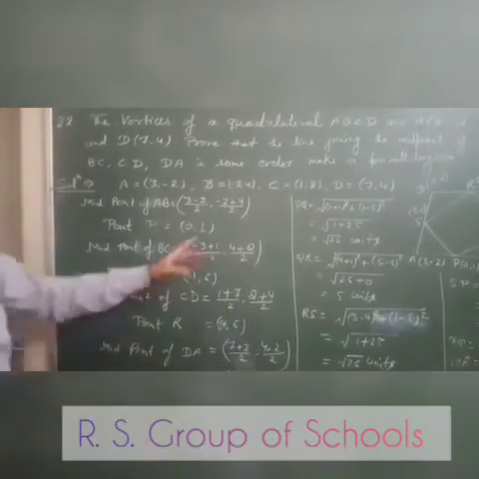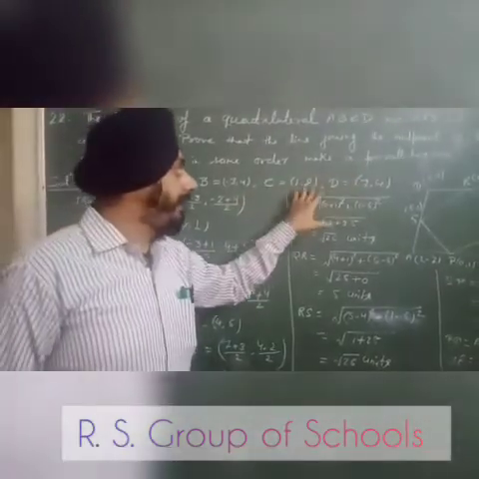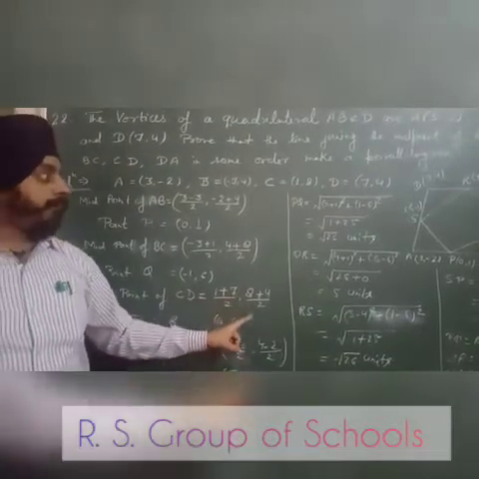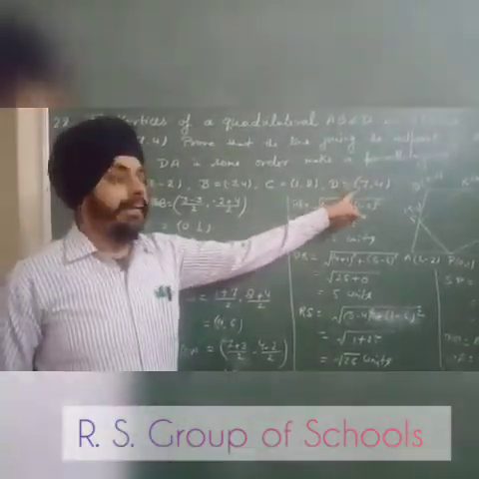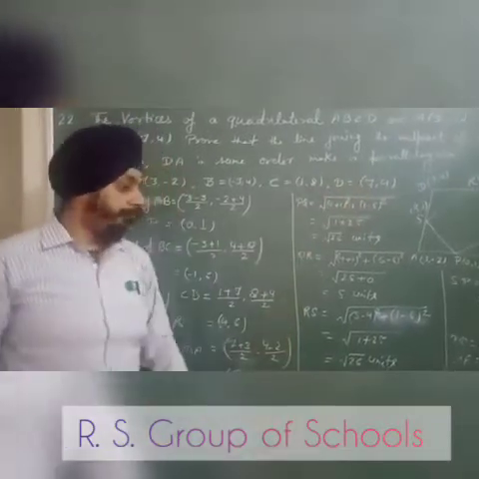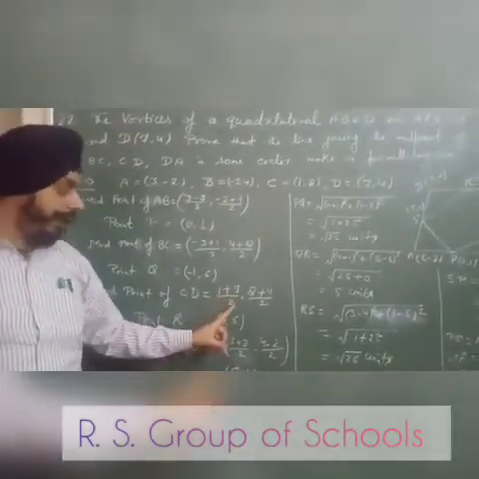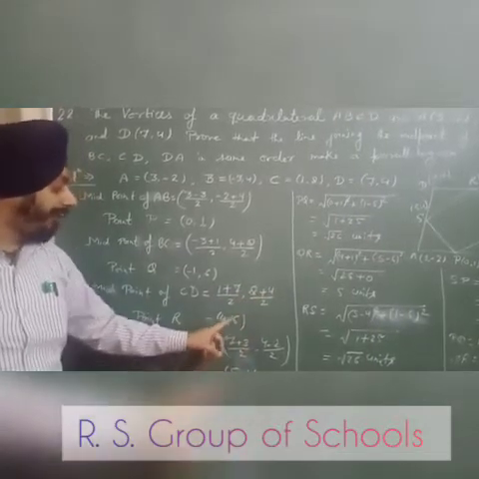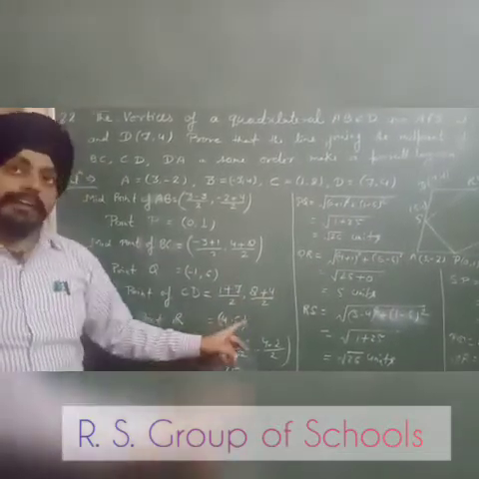Now we find the midpoint of CD. Now we take points C and D. Then we have (1 plus 7) by 2, (8 plus 4) by 2. 1 plus 7, 8 by 2, which is 4, and 8 plus 4, 12 by 2, which means 6. So the point R is (4, 6).